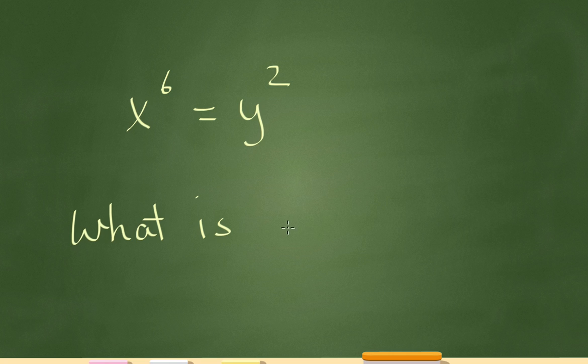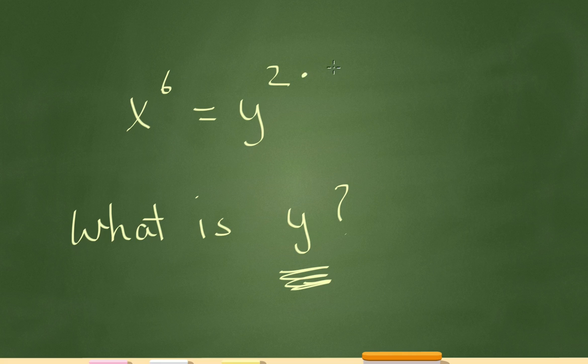So I'm going to have to erase a couple of these things. I'm going to erase actually the whole thing. So let's rewrite this. So now I know that x to the 6th equals y squared. The question is saying what is y? Which essentially is saying I just want y by itself. So think about this exponent. Right now the y is being raised to the 2nd power. I want to get rid of that 2.